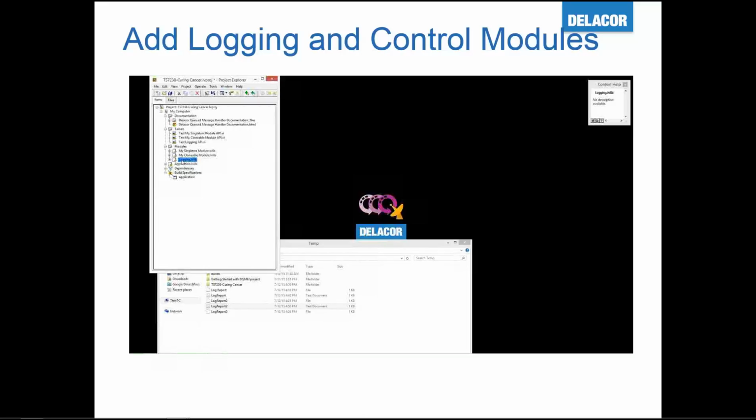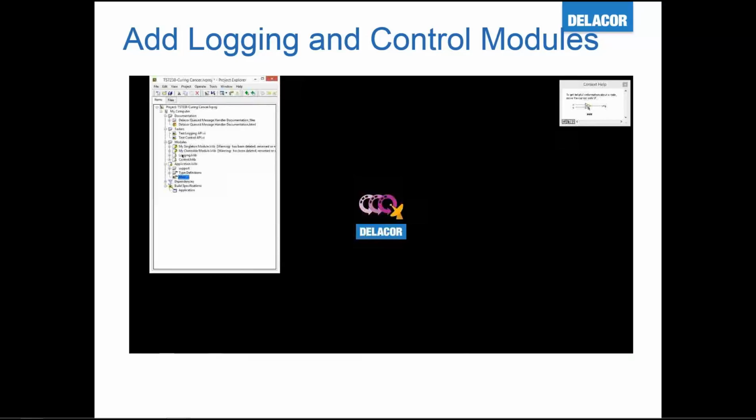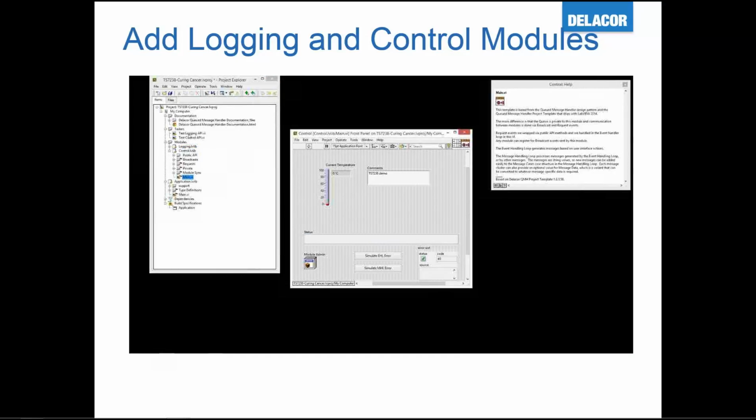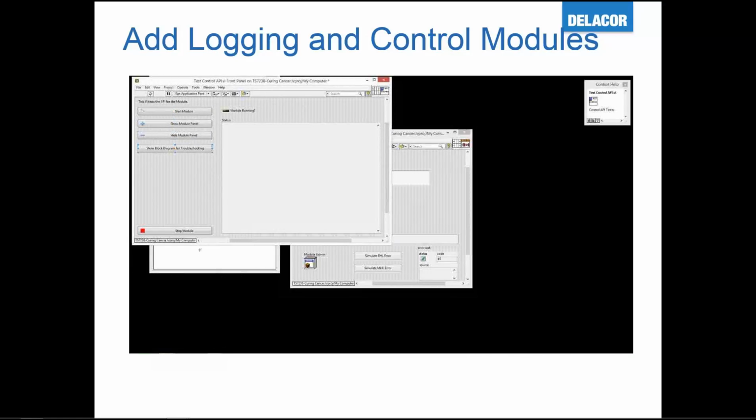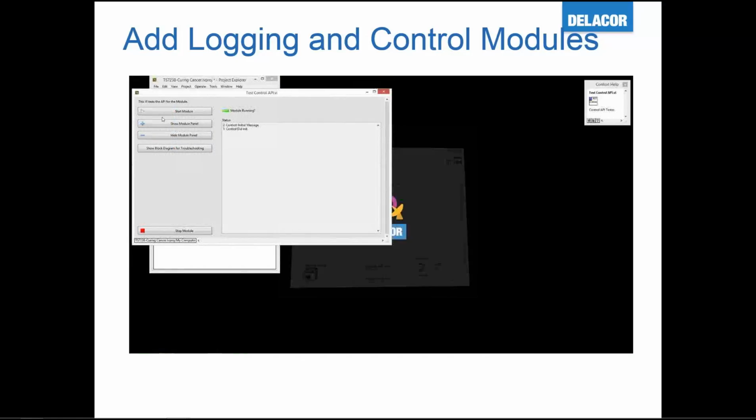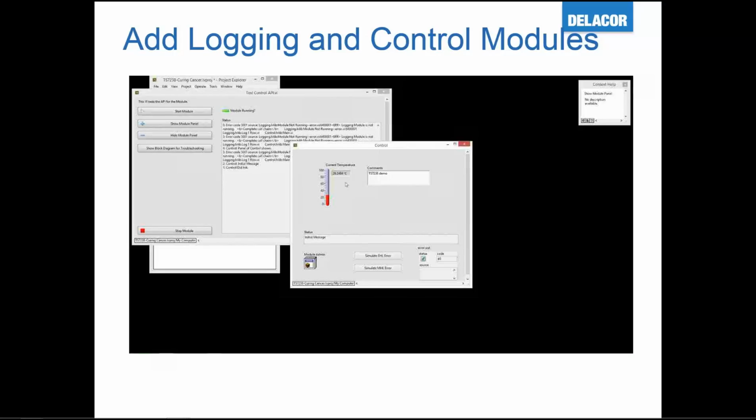All right, let's see. So the last part is to add that to our application itself. So we're going to go to main. What I did there is I got rid of the singleton and created the other module, which was the control. I did it the same way, going to Tools, Delacor, DQMH, create new DQMH module. It created the tester for me, and then I added the current temperature and the comments.